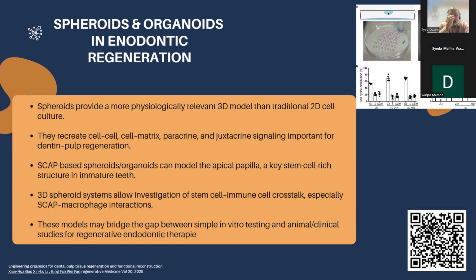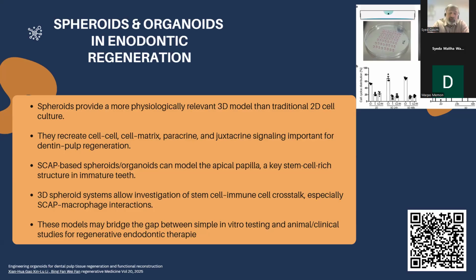The idea or the concept of spheroids was because they give a more physiologically relevant 3D model than traditional 2D cultures. In 2D cultures, you put the cells in a simple plate, and the cells are attaching. In spheroids, they are growing within a 3D space. That means they are increasing in size. The drop which is hanging on top of the plate is growing in size as the cells are increasing.